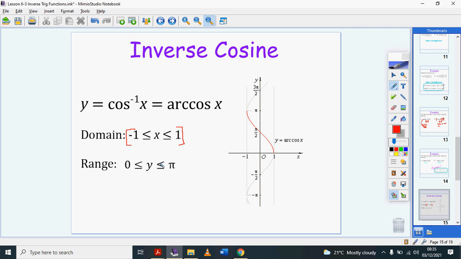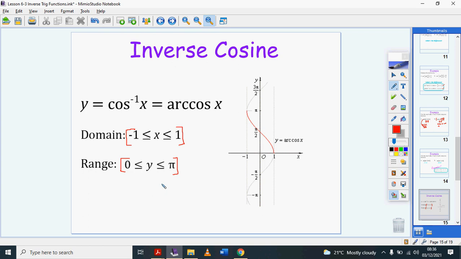The only difference is in the range, and the range of the inverse cosine function is from 0 to pi. Remember, the one for the inverse sine function was from -pi over 2 to pi over 2. This one is from 0 to pi.